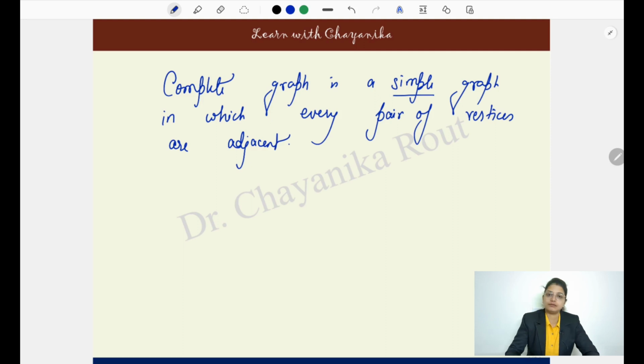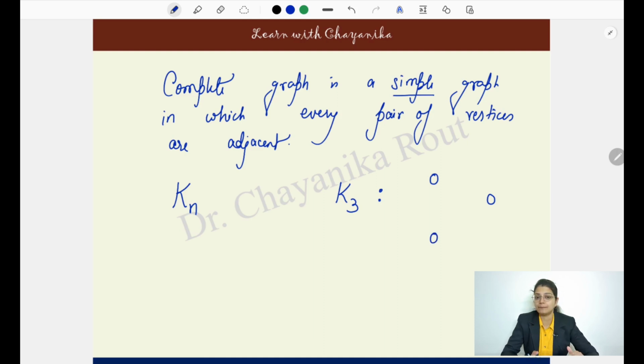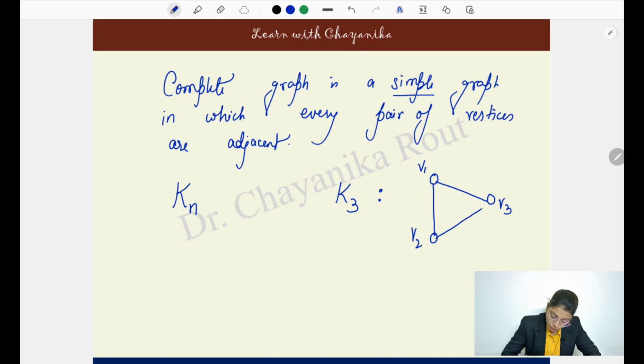How do we represent a complete graph? We represent it by the capital letter K. In the subscript we write the order of the graph. So if we are willing to draw K3, how can we draw K3? 3 indicates the order of the graph. So we need 3 vertices in our graph, and K3 means the complete graph of order 3. How to make this graph complete? We draw edges for every pair of vertices. So suppose we have V1, V2 and V3 as my vertices. So for this pair V1, V2 we draw an edge, for V1, V3 we draw an edge, and for V2, V3 also we draw an edge.